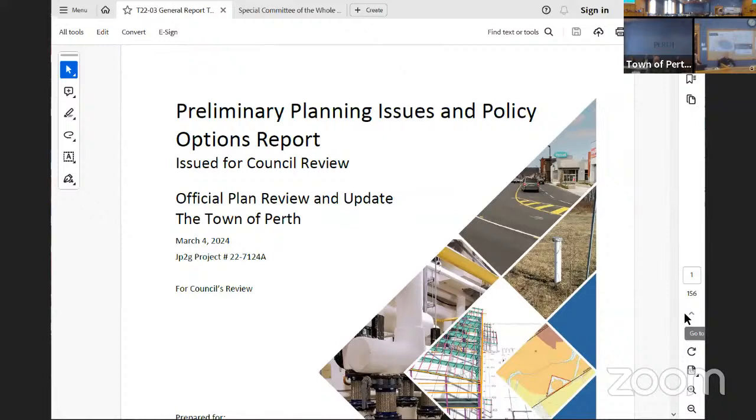So this is the culmination of the review. And the entire project was intended to ensure that your document is current, reflects current provincial policies, reflects the current policies in the Lanark County official plan, reflects the current social context of the community and what is important to the community going forward for the next 5-year period.